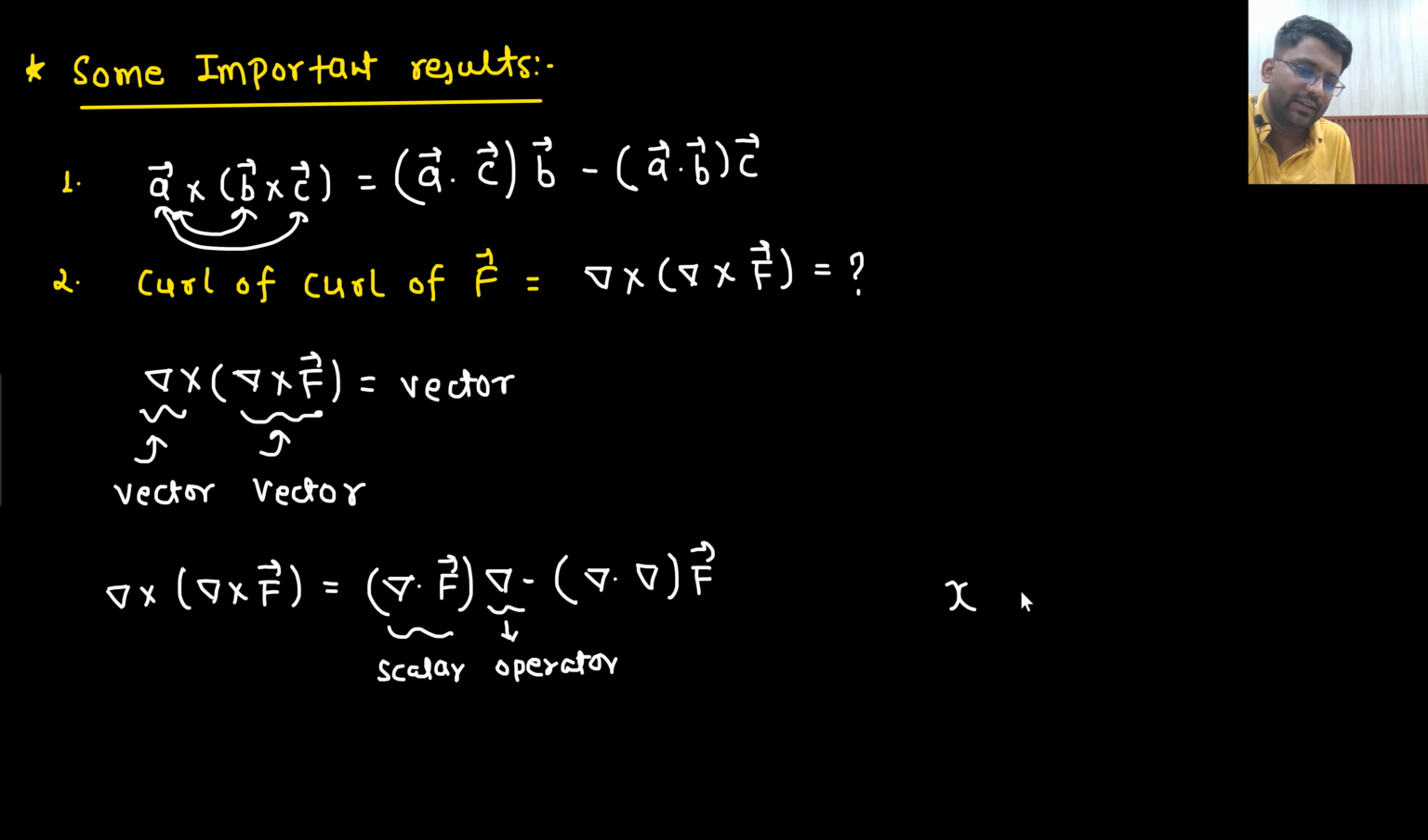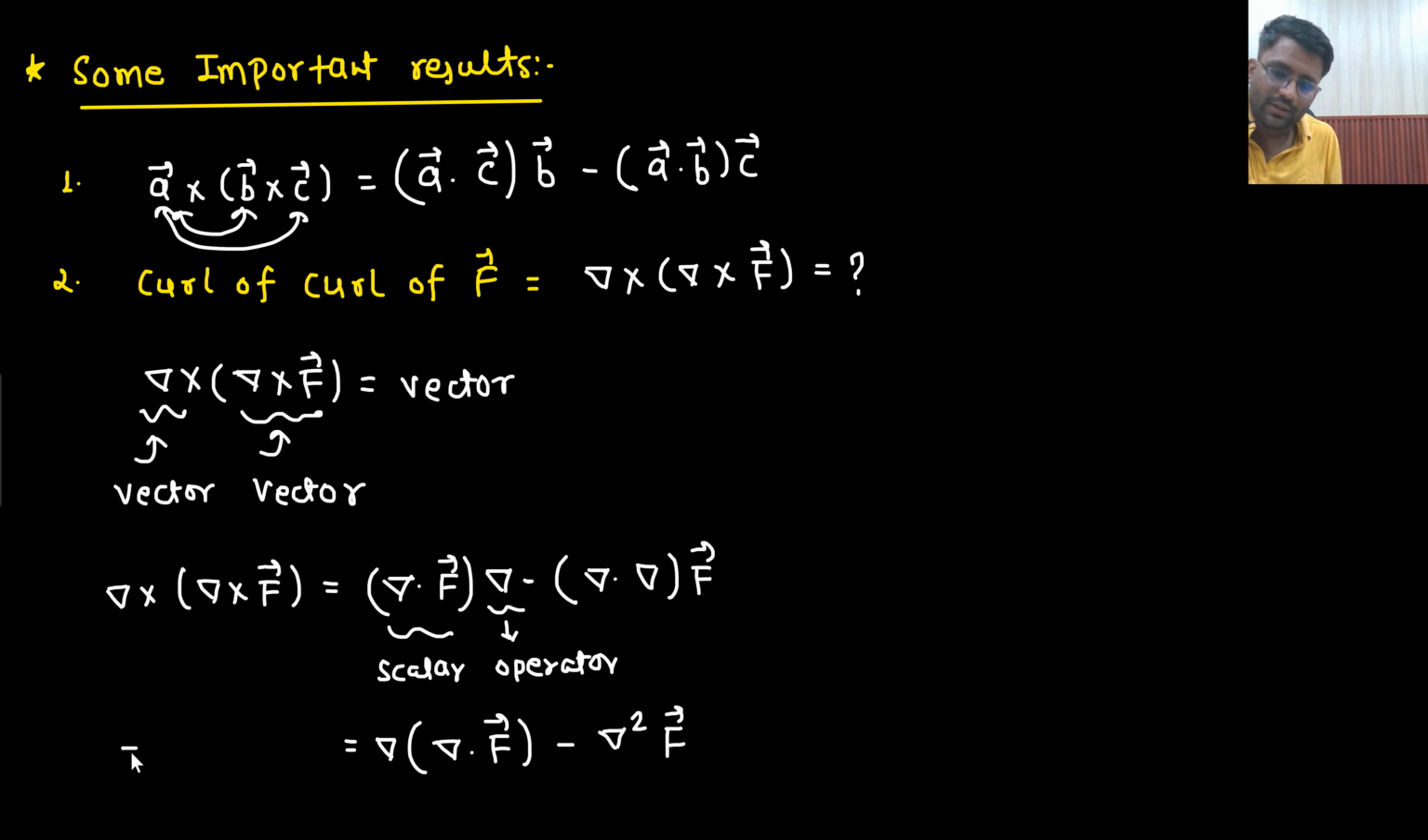So do I write it in this manner? No, I write d by dx of x. This is the correct way, no? So what you will do? First you will write down the operator and then the scalar quantity. Minus del dot del, that will give you del square F. There you go. This is the answer of del cross curl F.